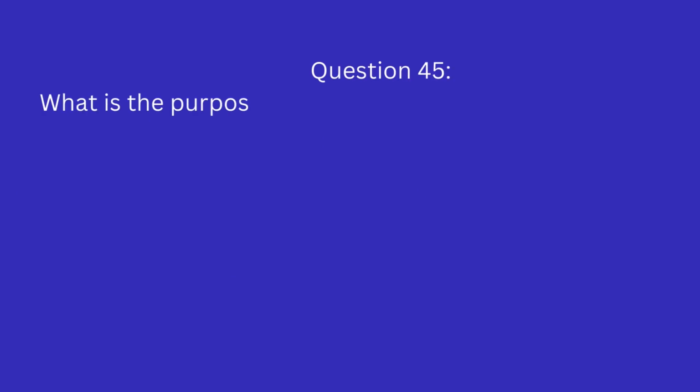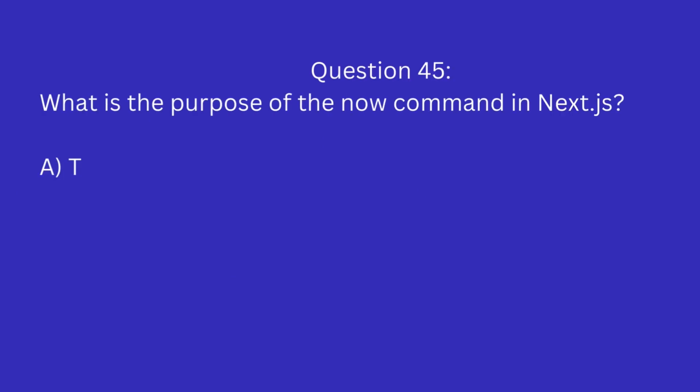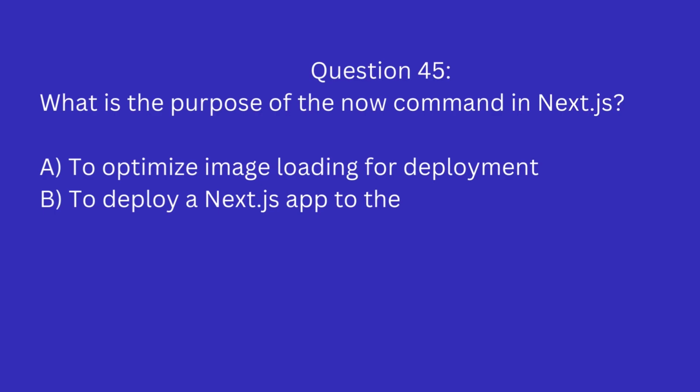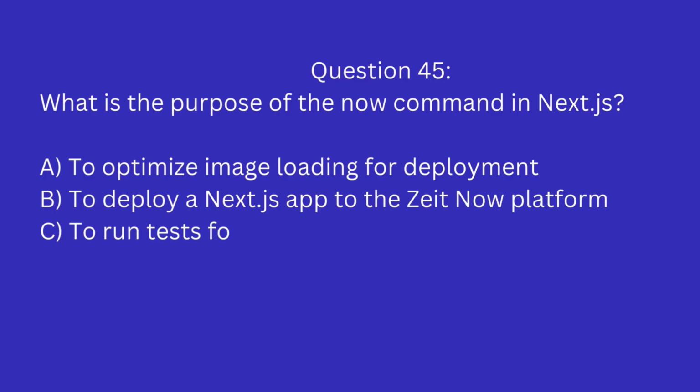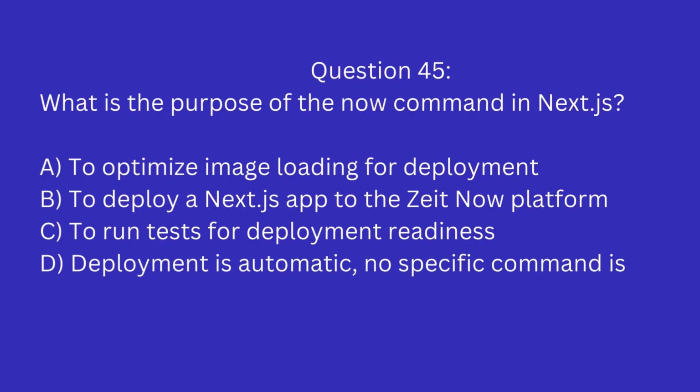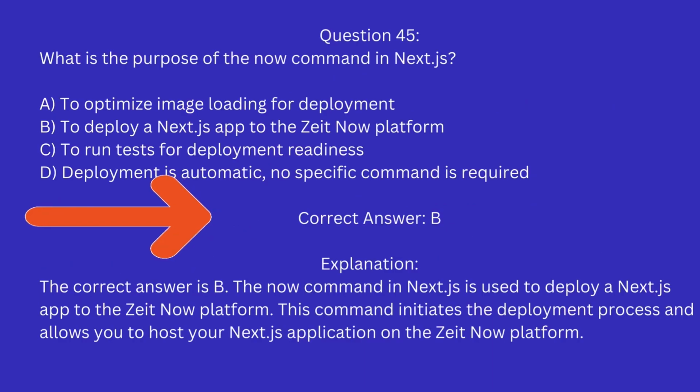Question 45. What is the purpose of the now command in Next.js? A. To optimize image loading for deployment. B. To deploy a Next.js app to the Now platform. C. To run tests for deployment readiness. D. Deployment is automatic, no specific command is required. Correct answer, B. Explanation. The correct answer is B. The now command in Next.js is used to deploy a Next.js app to the Now platform. This command initiates the deployment process and allows you to host your Next.js application on the Now platform.